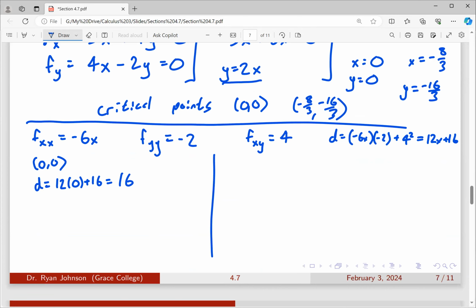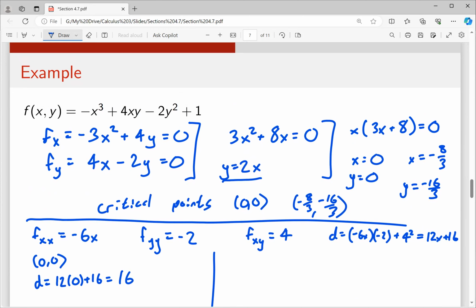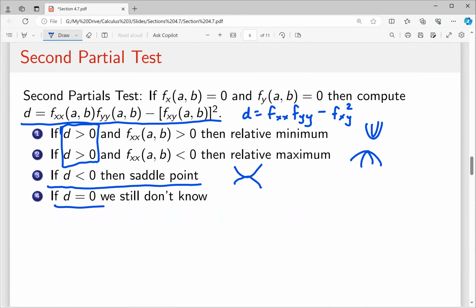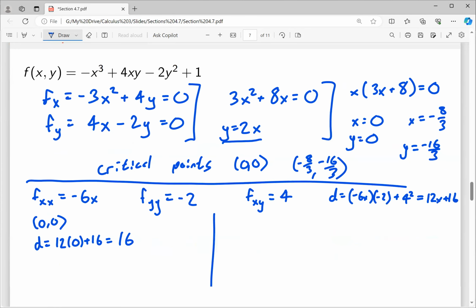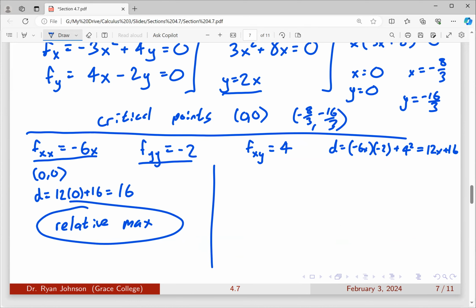And fxx is 0 there, but fyy is negative. And so that means that I've got a relative maximum. I can use either of these. And so that means I've got a relative max at (0, 0).